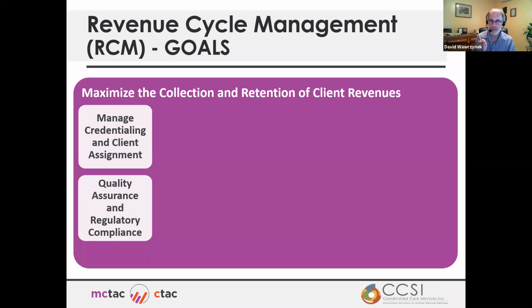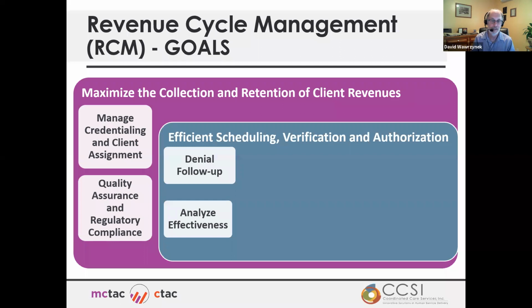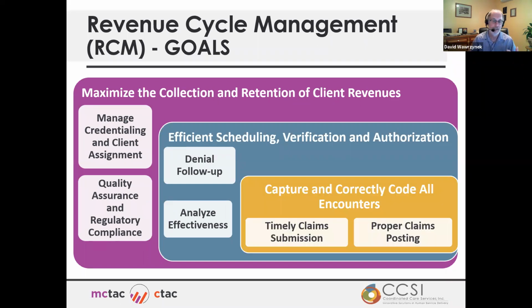Some of those steps inside that revenue cycle are really designed to assure retention. We need to manage credentials and client assignments, quality assurance and regulatory compliance. What do we need? We need efficient scheduling, verification and authorization, follow-up on denials, and then there's certainly our capture and coding of all of our encounters, getting claims out timely, and proper claims posting. This is the same information that was in the flow. It's just put together in a different kind of context.